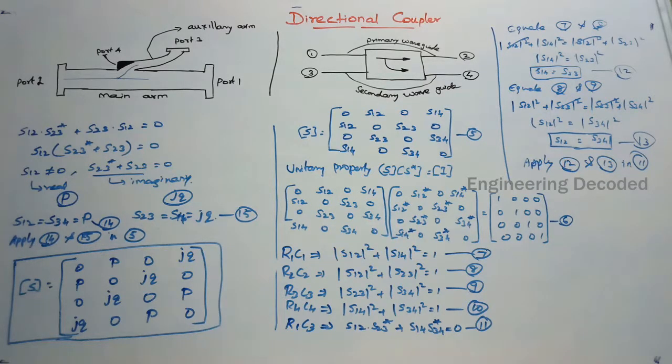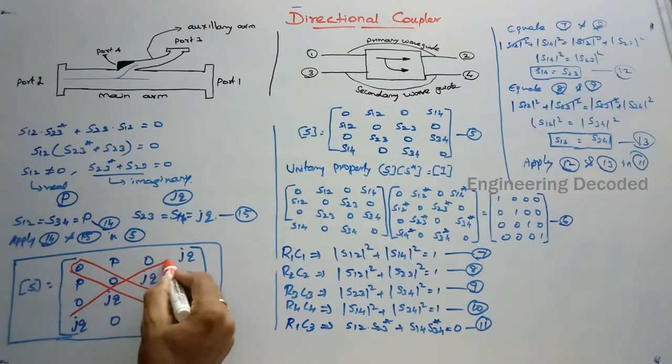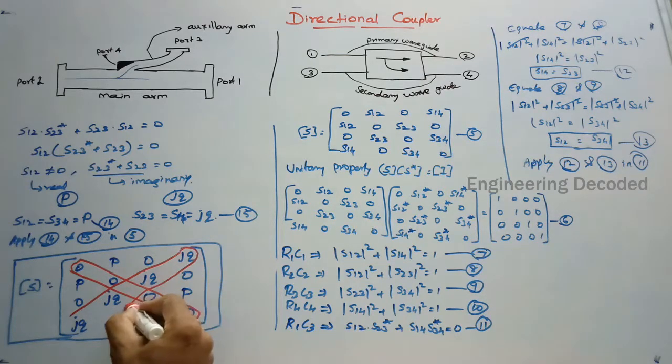Here we can see one more thing. Previously all the ports are perfectly matched, so we can see the diagonal is 0. Also we can see along this other diagonal, everywhere you have the imaginary term JQ. So that's all about the directional coupler. Let us just recap the directional coupler.